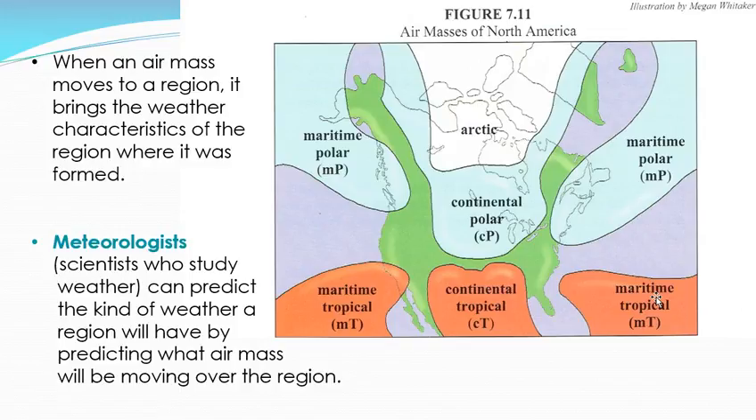When an air mass moves to a region, it brings the weather characteristics of the region where it was formed. Meteorologists, who are scientists who study weather, can predict the kind of weather a region will have by predicting what air mass will be moving over the region.